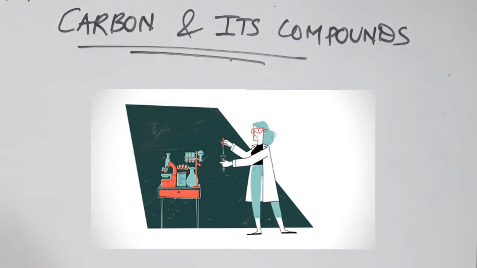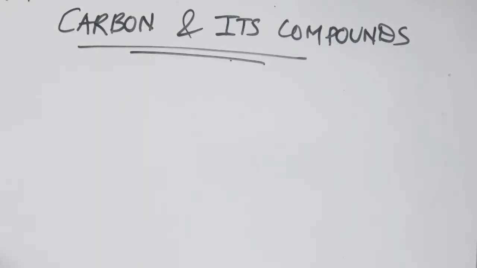So today's topic is carbon and its compounds. This is the 4th chapter of class 10 CBSE chemistry, the NCERT book, as well as the base of organic chemistry. So students who are in 10th as well as 11th and 12th can refer to this video. Let's get started.